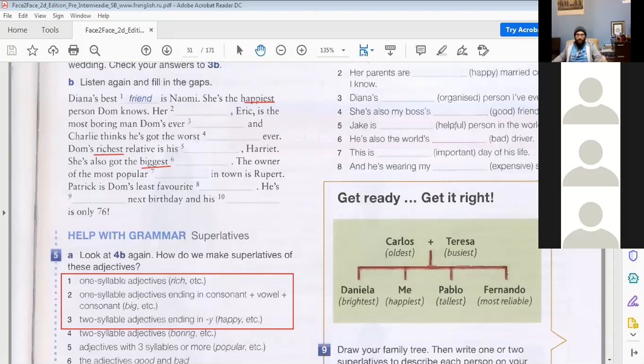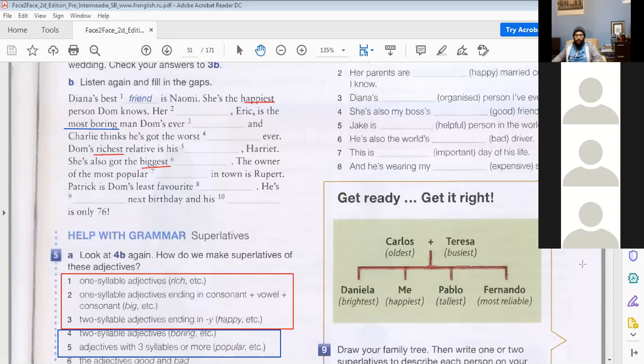But with the next group, it's a bit different. What do we have to put here for longer adjectives? Like, for example, boring. More. Most. The most boring. Okay, so we just want to focus on 4 and 5. So the most boring. Can you see it? The most boring here. What about longer adjectives like popular?